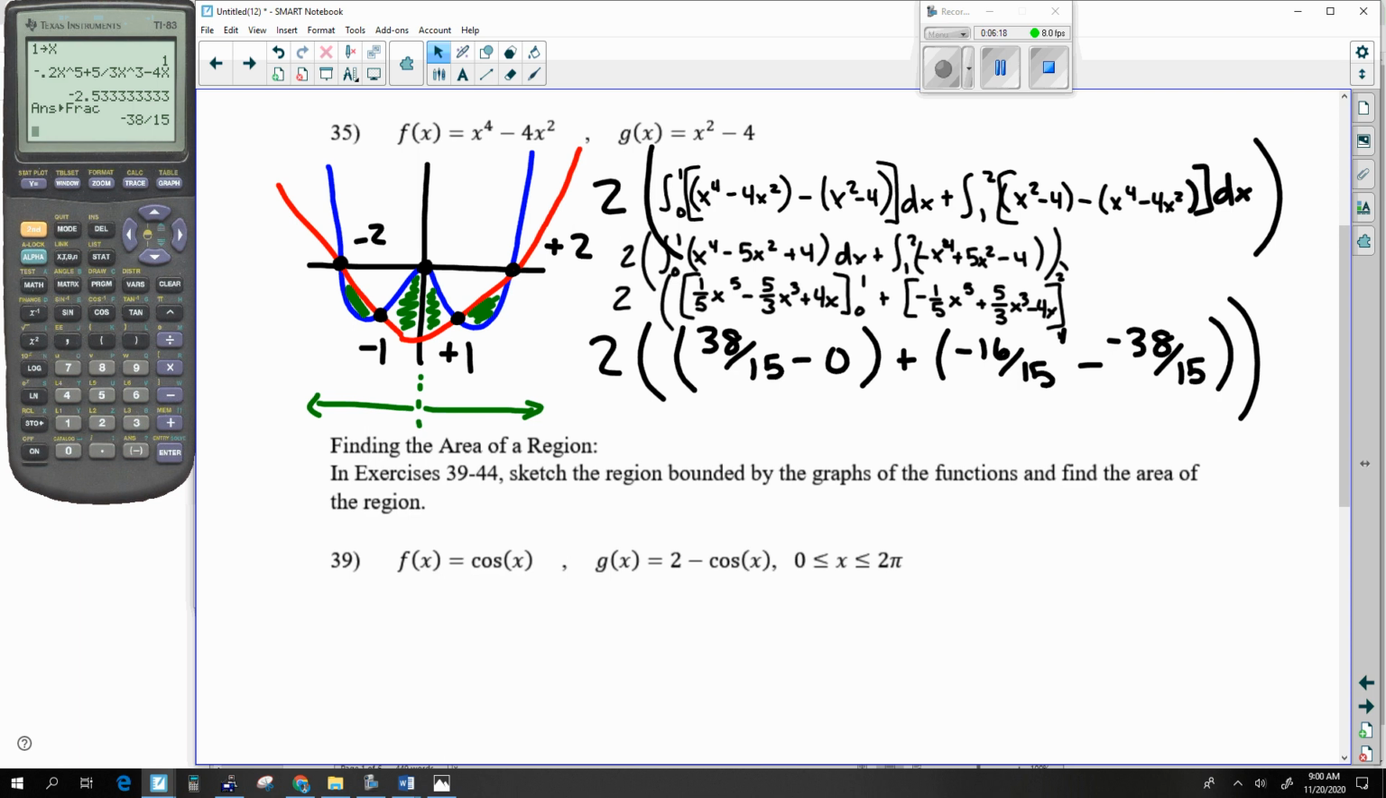All right, so let's go ahead and get right down to this answer. So this is 38/15 minus 0 plus negative 16/15 plus 38/15, times 2.